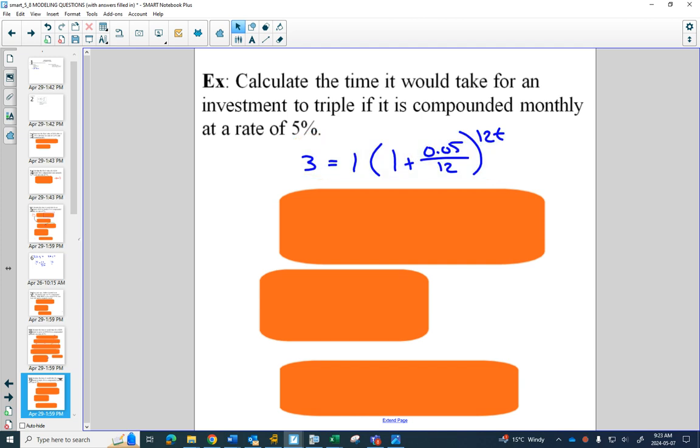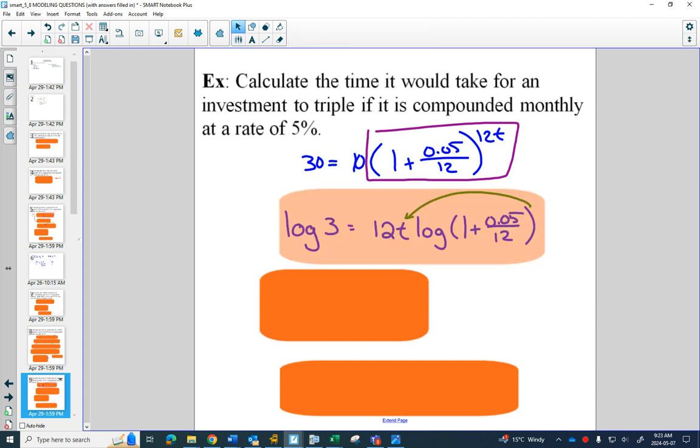So you can choose anything, $1 and $3, $7 and $21. No matter which one you choose, right? Let's say I chose $10 and $30. I want to get this part by itself. So when I divide by 10, I get 3 no matter what. Then you can take the log of both sides.